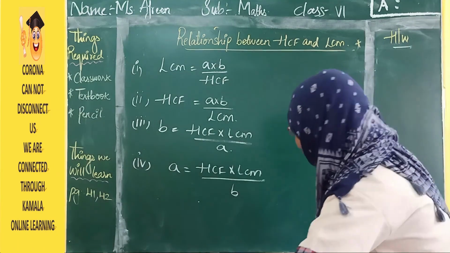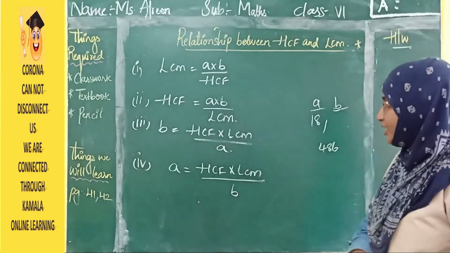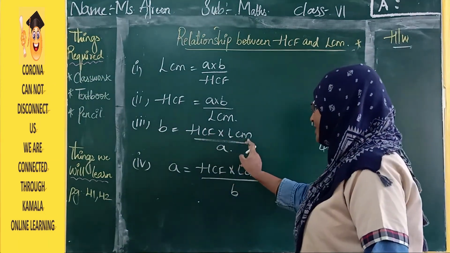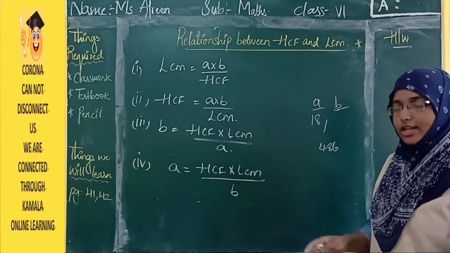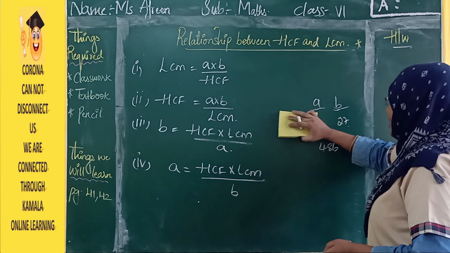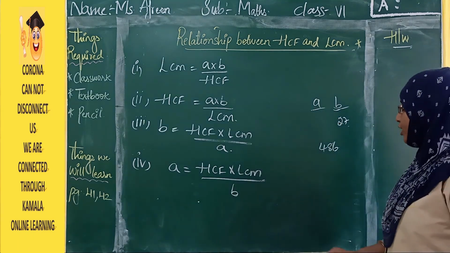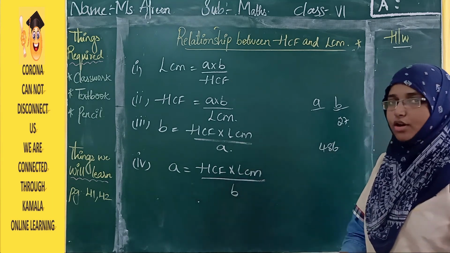In the question, sometimes they may give you only the value 18 and ask you to find B. So what is the formula? HCF into LCM by A. A is nothing but 18. We will divide, then we will get the answer, that is our next value, 27. And sometimes they will give the value of B and ask you to find A. So you will divide HCF into LCM by B, and you will get the value of A.